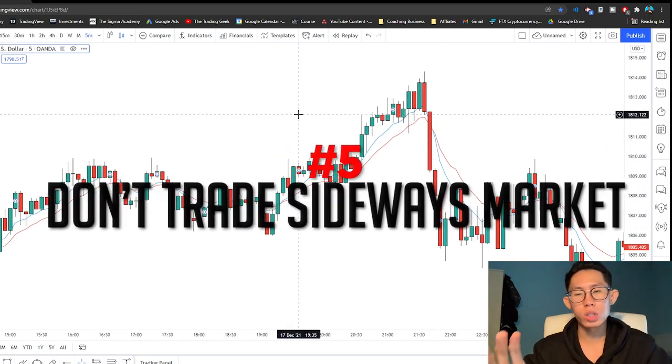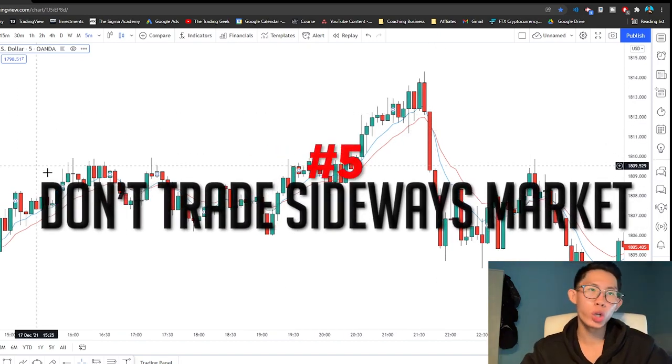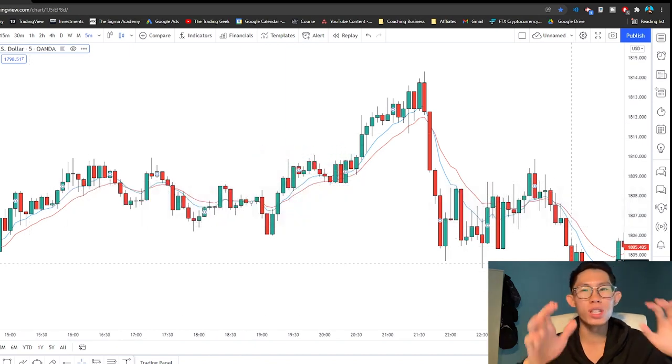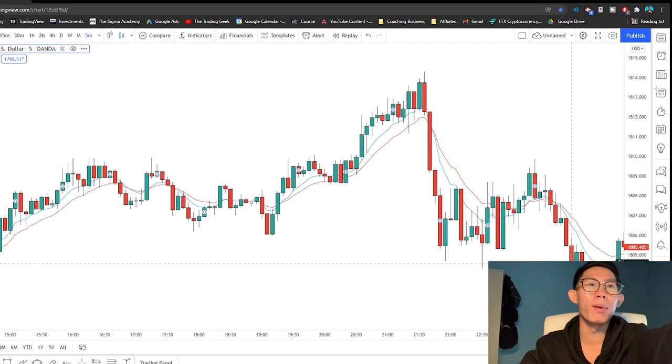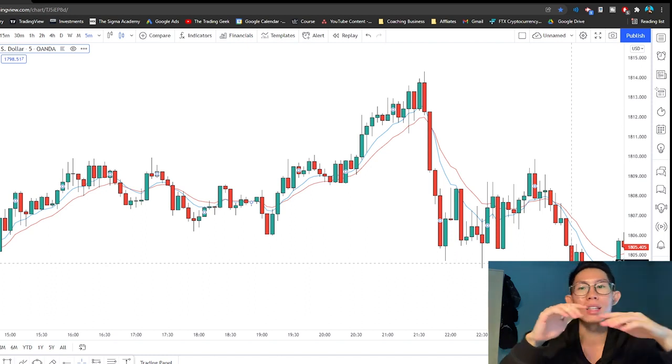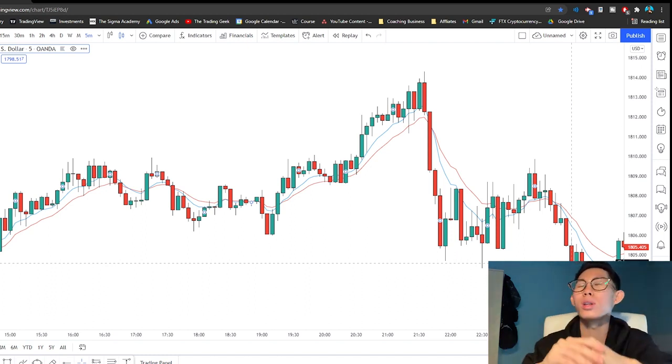And please guys, do yourself a favor and never ever trade when the market is consolidating like this. I find myself losing the most money when I trade when the gold is just consolidating like this, because it can literally just go up, spike down, spike up, spike down, and it's not going anywhere. You are only going to lose money if you trade when it's consolidating.